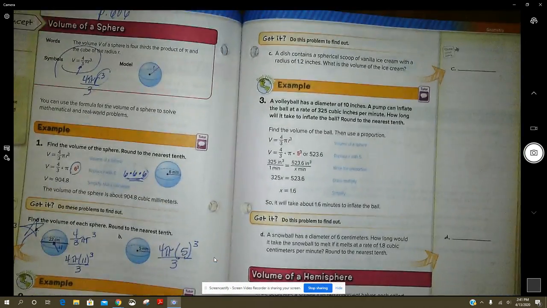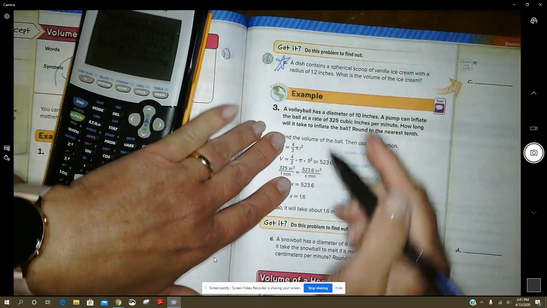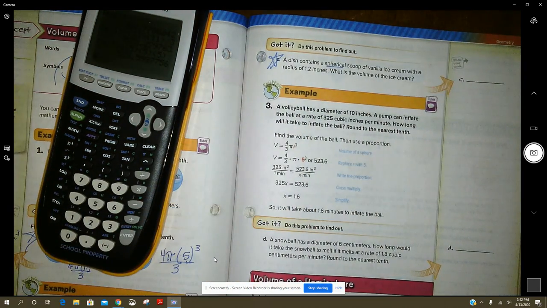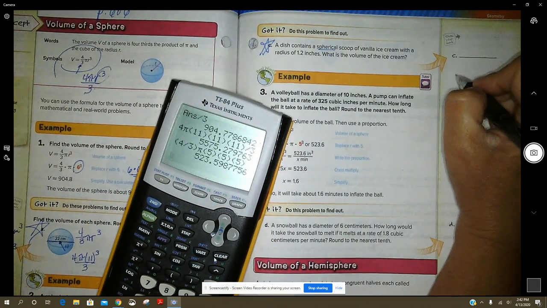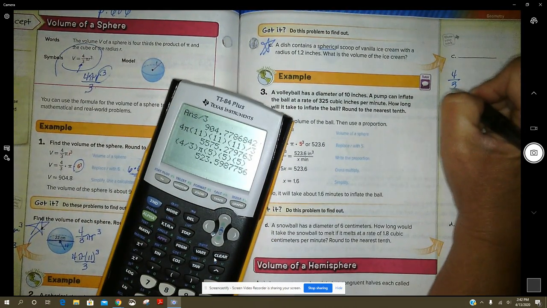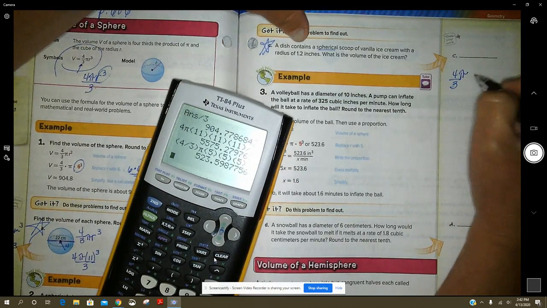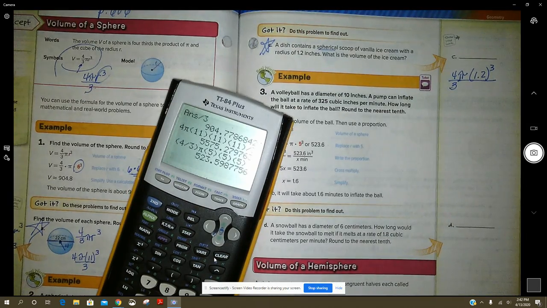Let's go try the got it problem up at the top. So in the form of a word problem. A dish contains a spherical scoop of ice cream. So how much ice cream is that? What is that volume? Okay, so we're going to do 4/3 pi, and then we need our radius. Radius is 1.2 cubed. Okay, so I'm going to go multiply all that out, divide by 3.